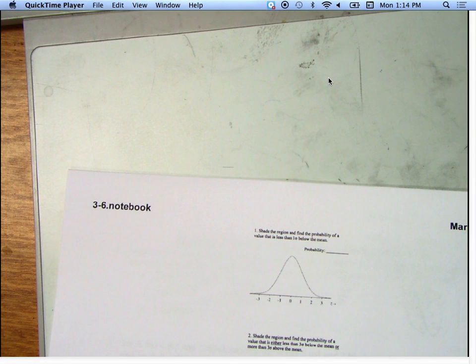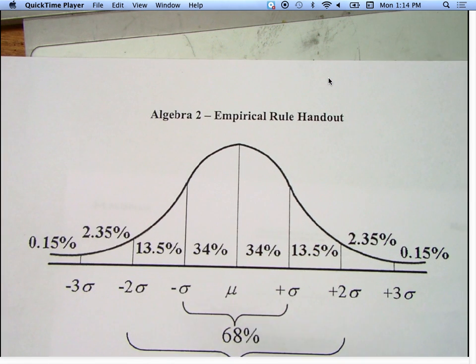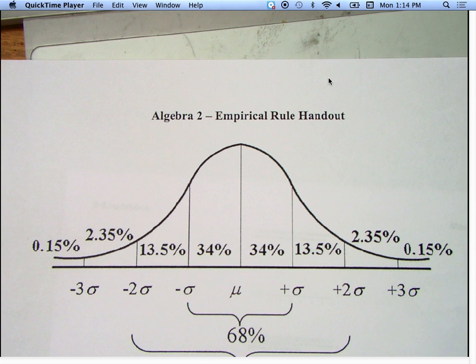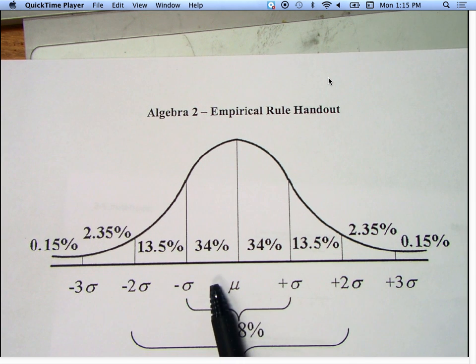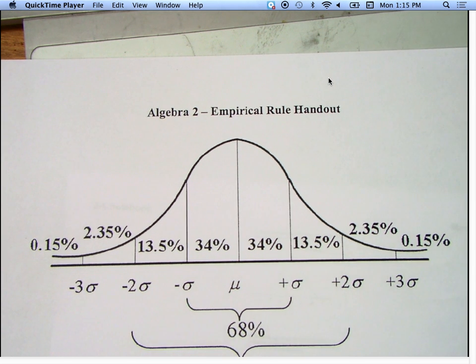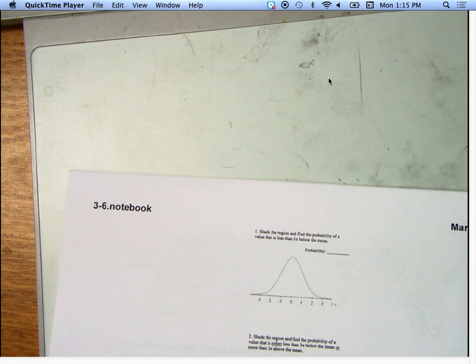You need to be writing these down on a separate sheet of paper. You need to have this handy-dandy picture in front of you and able to do it. It breaks down all the different standard deviations you're away from the mean and their percentiles.